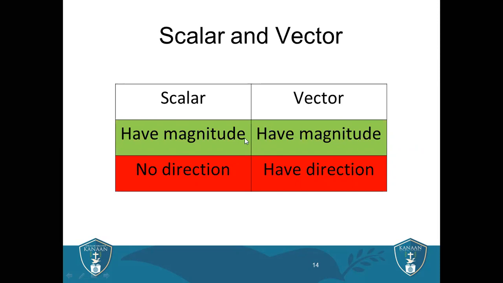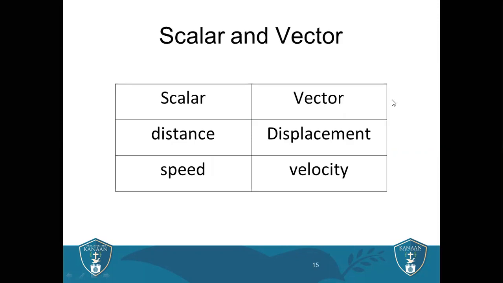For example, distance and displacement. Distance is a scalar because the distance between town A and town B is measured as 50 kilometers, while displacement, the distance between town A to town B, is measured as 50 kilometers in the northwest direction. It has a magnitude and a direction to it. That is the example I explained, distance and displacement.